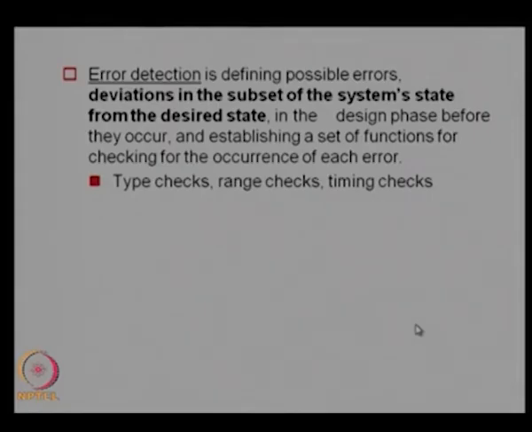So error detection is basically defining the possible errors, which are the deviations in the subset of the system state from the desired state in the design phase before they occur, and establishing a set of functions for checking for the occurrence of each error. So in error detection, we will provide some kind of functions which will continuously monitor the performance, keep track of it against a set value, and then report if there is any deviation as an error. The normal error detection functions are basically type checks, range checks, and timing checks. We will see how this can be implemented at a later stage.